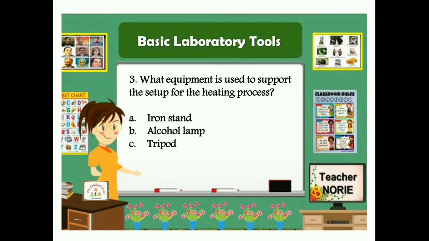What equipment is used to support the setup for the heating process? A. Iron stand, B. Alcohol lamp, C. Tripod.